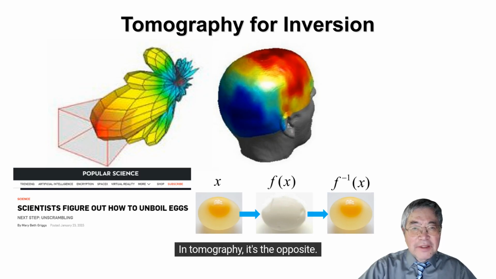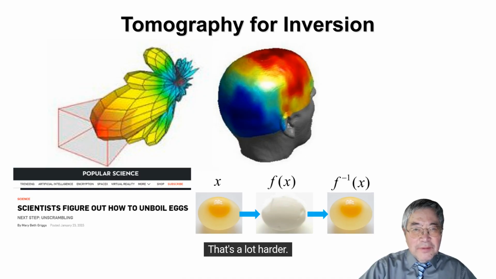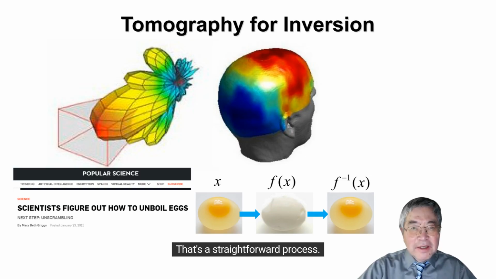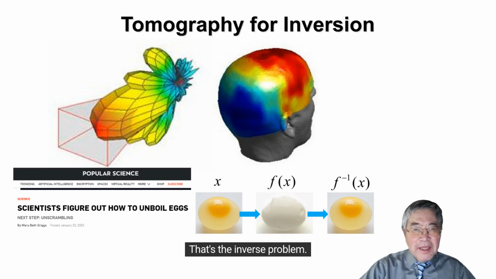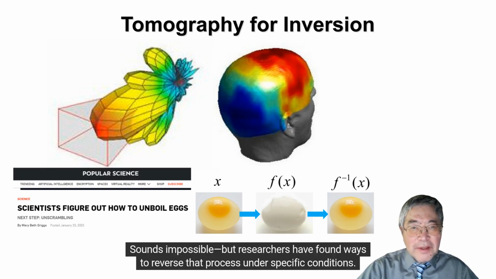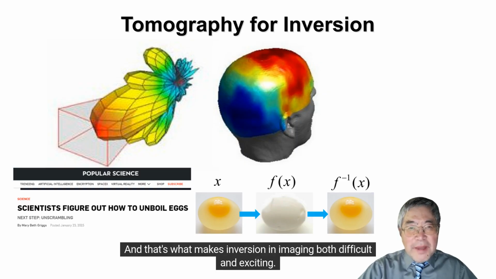In tomography, it's the opposite. You see the outcome, the measurement, and you ask, what could have caused this? That's a lot harder. Here's a fun analogy. Think of boiling an egg. That's a straightforward process, but what if someone gave you a boiled egg and said, unboil it? That's the inverse problem. Sounds impossible, but researchers have found ways to reverse that process under specific conditions. It's challenging, but not hopeless. And that's what makes inversion in imaging both difficult and exciting.